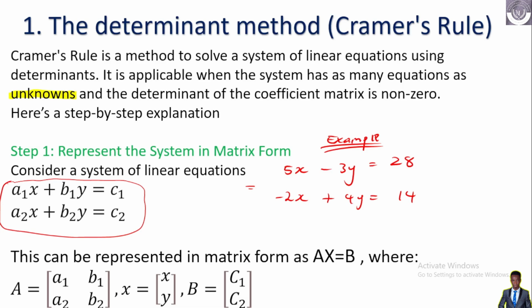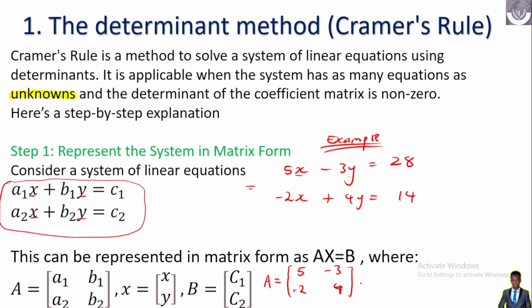So for this first aspect, we are going to take the coefficients of the variables. The variables here are x, y, x, y. So we take the coefficients and put them in one form, then we take the variables in another form, and then the constants in another form. Let me do this again for this example. The coefficients are 5, minus 2, minus 3, and then 4. This first set we call the A matrix.